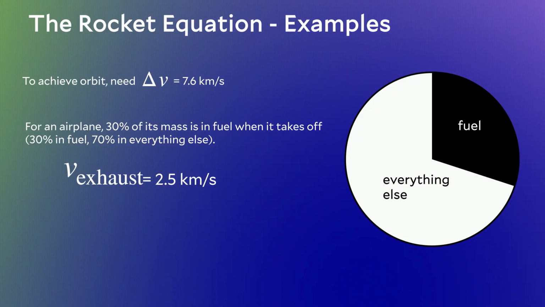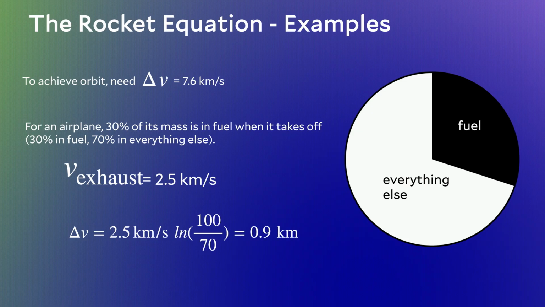Going back to the rocket equation, delta V is equal to my exhaust velocity, 2.5 kilometers a second, times the natural logarithm of 100 over 70. And if I calculate this, the delta V is 0.9 kilometers a second. So this is not even close to the velocity I need to get into low Earth orbit.